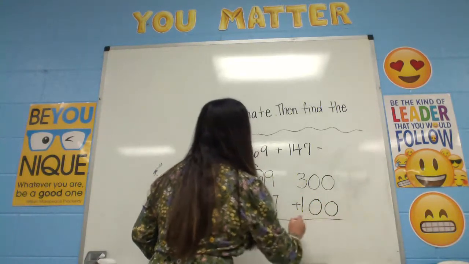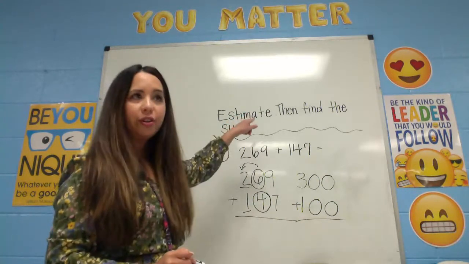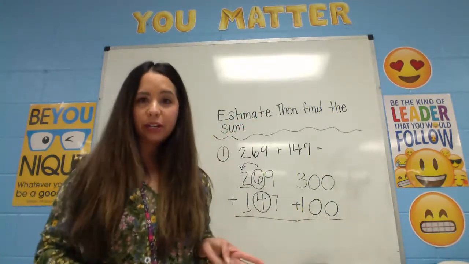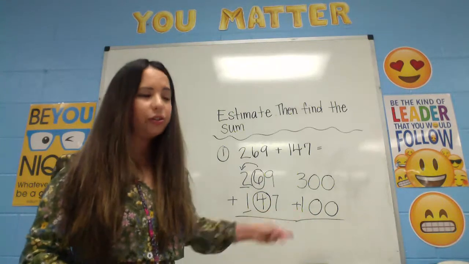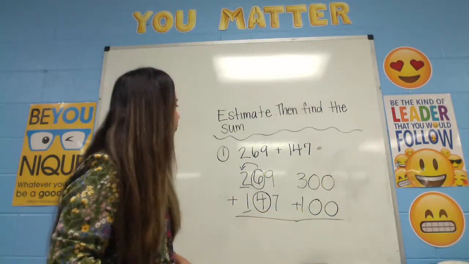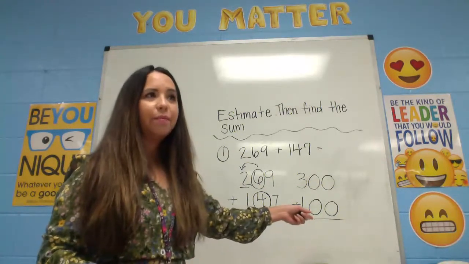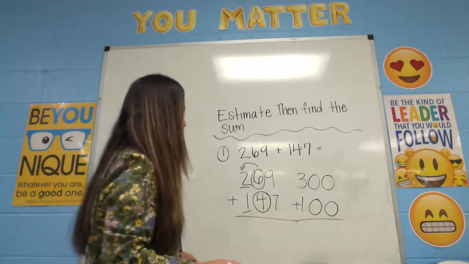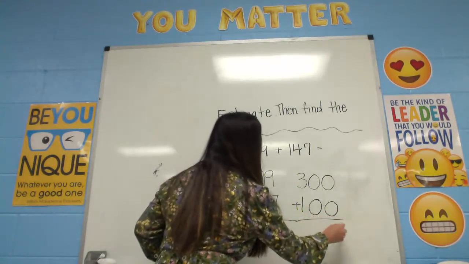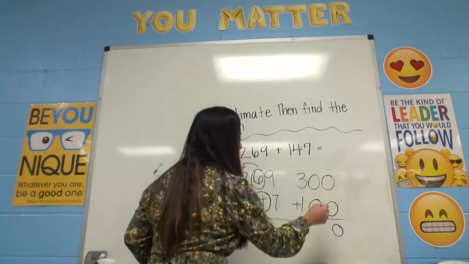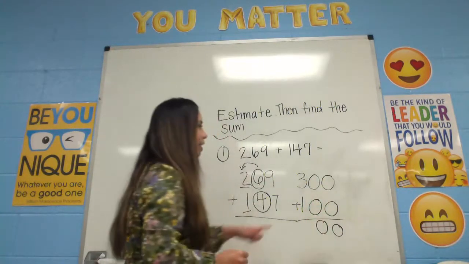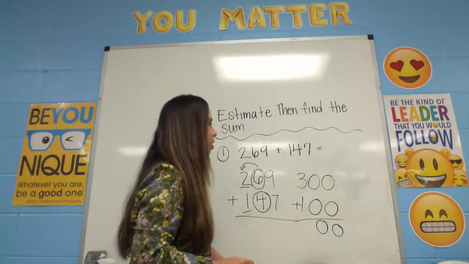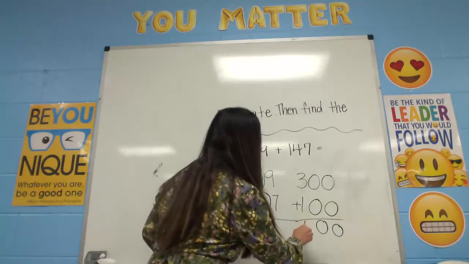I just showed you how to estimate. We use rounding when we estimate. Now I'm going to find the sum. I am adding. Let's find the answer to the addition problem. 0 plus 0 ones is 0. 0 plus 0 tens is 0. And 300 plus 100 is 400.